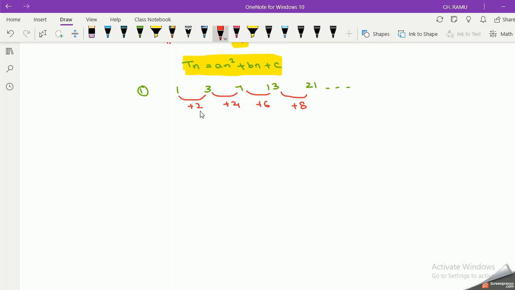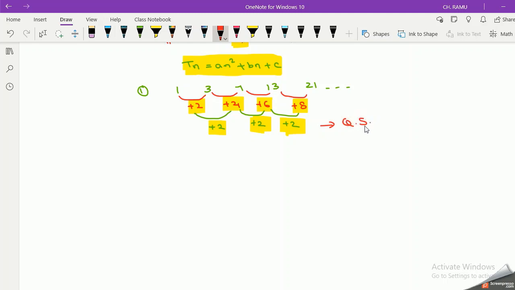If you observe, the first difference is clearly different, not the same, so then you can go for the second difference. 2 and 4, second difference is 2. 4 and 6, second difference is 2. 6 and 8, second difference is 2. Here if you observe that the second differences of the sequence are the same, then it is called a quadratic sequence.